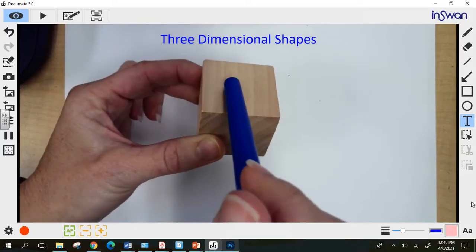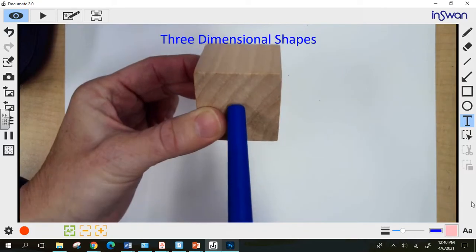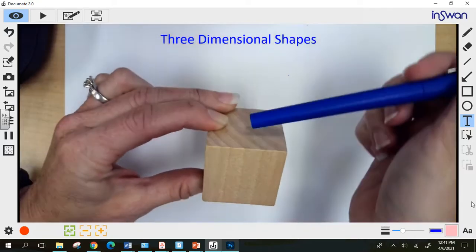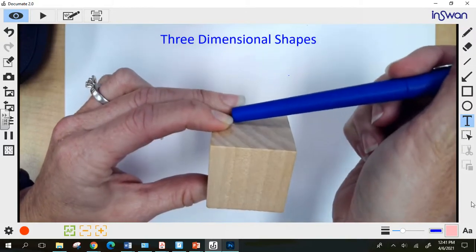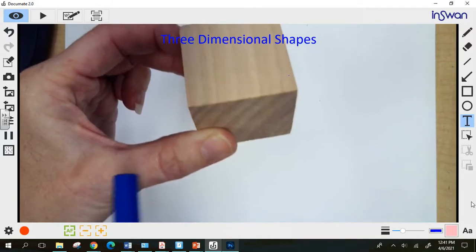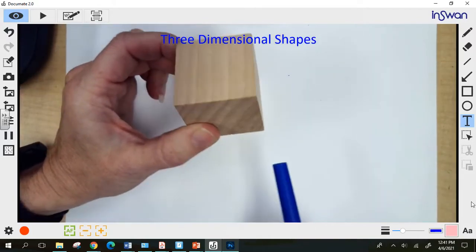Let's count our faces. We have 1, 2, 3, 4. Now there's one on the bottom, 5. Look back here, 6. So I had 1, 2, 3, 4 going around, 5, 6. So there are 6 faces.